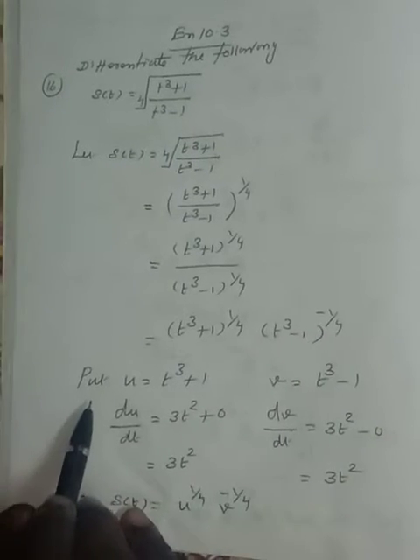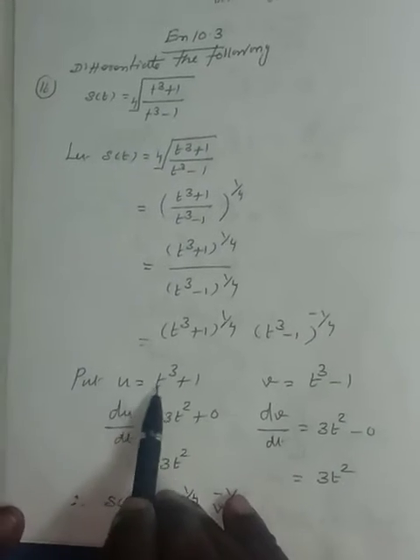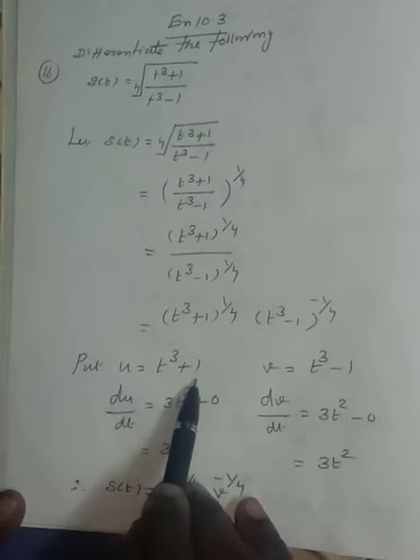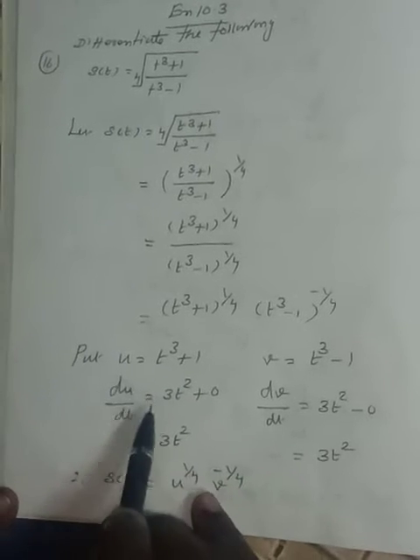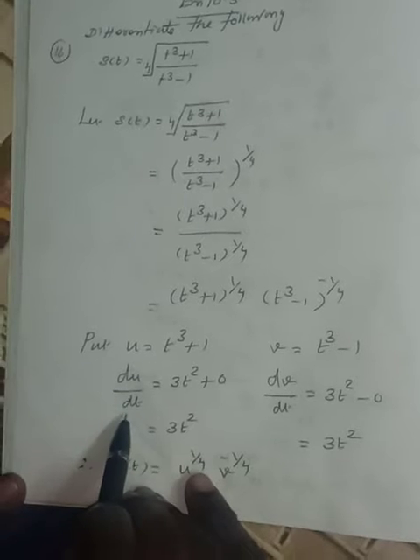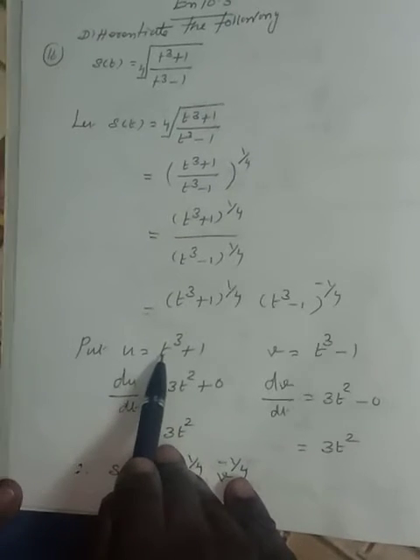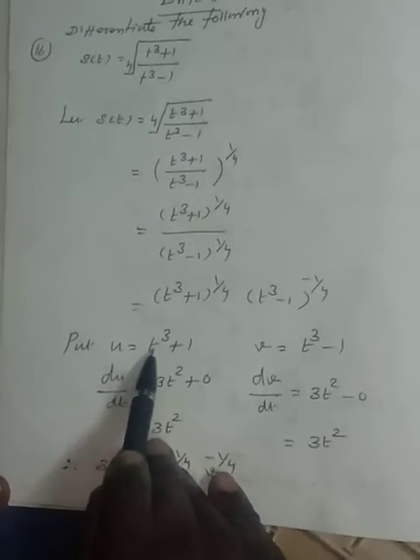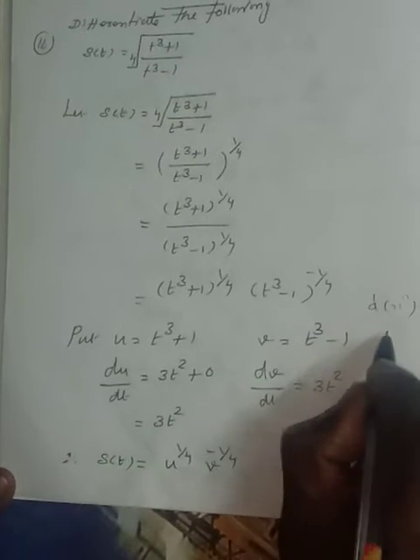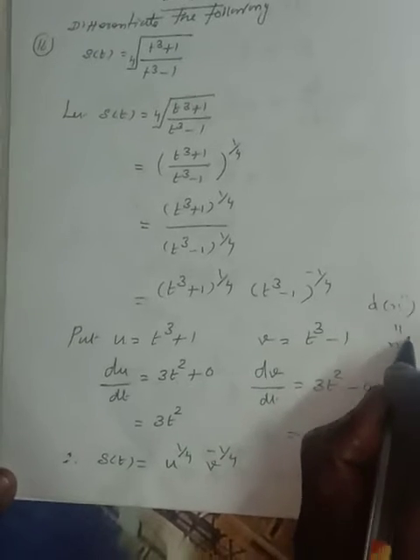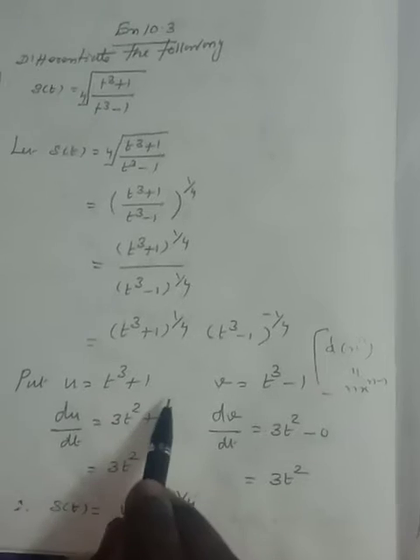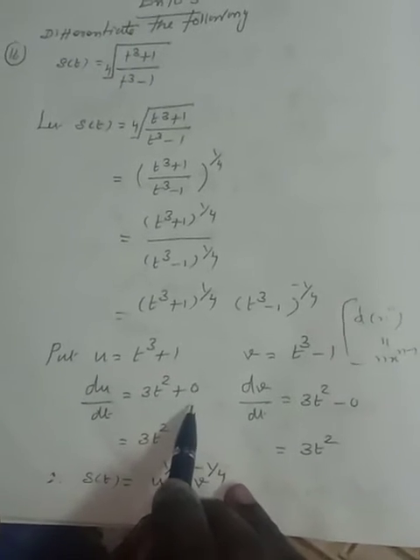Put u is equal to t power 3 plus 1. Left hand side variable is u, right hand side variable is t. du by dt is differentiate u with respect to t, using the formula d of x power n is equal to n x power n minus 1. So t to the power of 3 plus 1 gives 3t square plus 0.